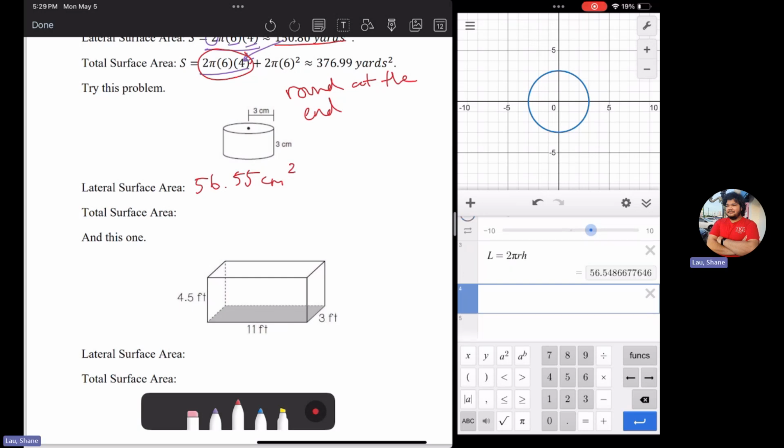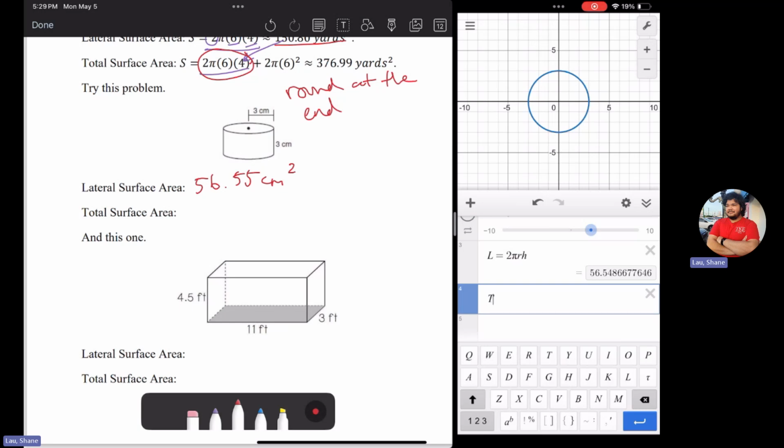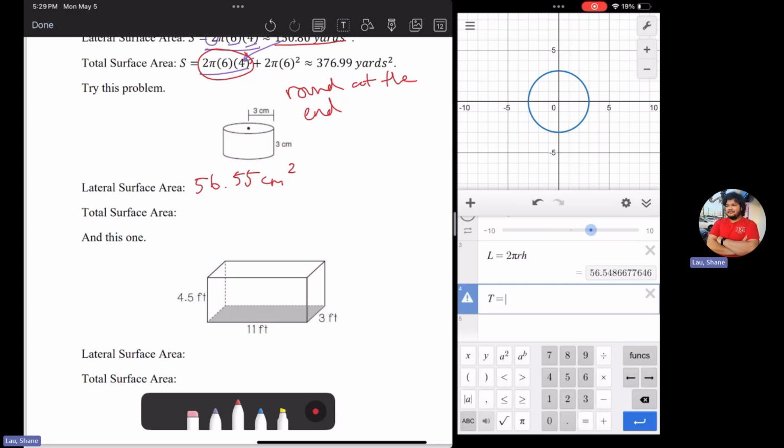You can also set this up for your total surface area. So total equals your lateral plus the 2 pi r squared, and so on from there. Okay, go ahead and try from there. You should have gotten 226.19 centimeters cubed.